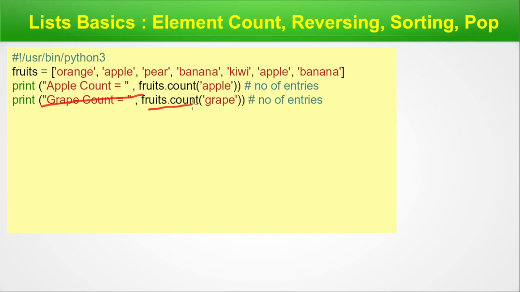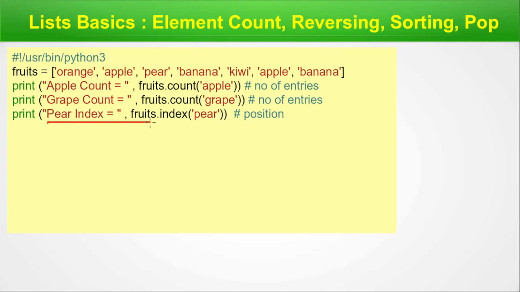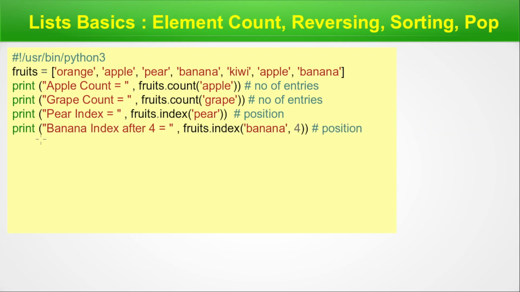Grape count is fruit dot count, then grape. So how many grapes are there? There is no grape here, so it should be 0. Next we have pear index, and here we are using fruit dot index and then pear. Okay, so how many pears are there? 1 pear is there, so it will be 1. Next, banana index after 4. So after crossing 4 elements from the beginning, how many entries of banana are there? So here we write banana, then comma 4. That means after 4 elements are crossed, how many bananas are there?